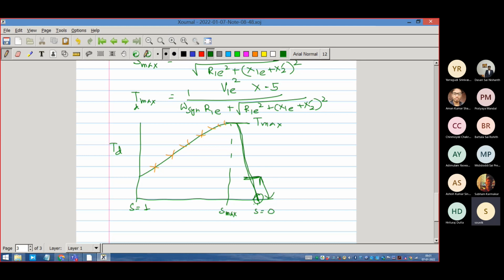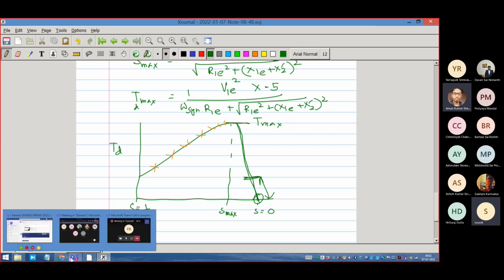So our intention will be to operate in the low slip zone, and in the low slip zone, the parameters R1E, X1E, and even X2 do not matter, because the equivalent circuit turns out to be R2 dash by S, where slip is very low. So our expression of the current and of the torque becomes quite simple. That part I will highlight in the next class. Thank you for listening.